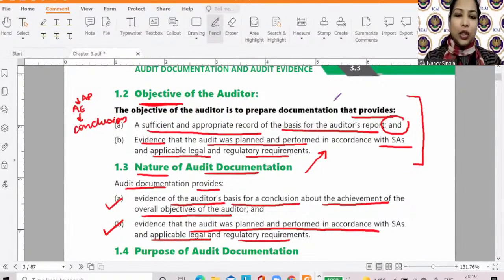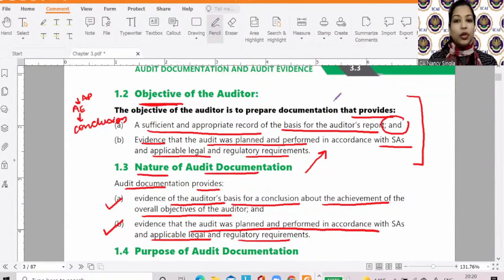So that it will provide evidence that the audit was planned and performed in accordance with SAs and legal and regulatory requirements, and that a sufficient and appropriate record of the basis of the auditor's report is maintained. And what is the nature of audit documentation? It has the nature of providing evidence. First evidence is the same, that it was planned and performed in accordance with SAs, and the second one is that the overall objectives.